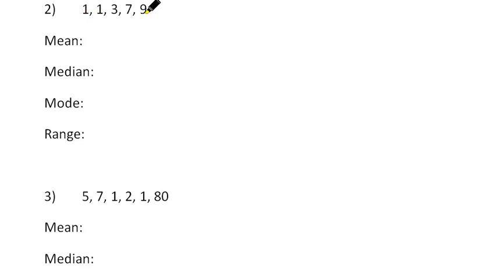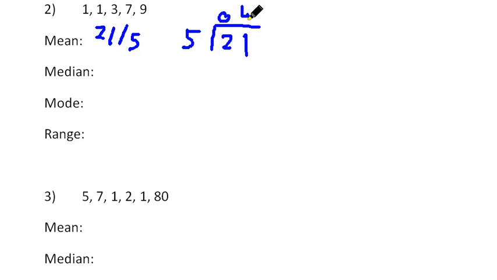Question number 2, the mean, add them up. 1 plus 9 is 10, 3 plus 7 is 10, plus 1 makes 21 out of 5. Now for a lot of people that might look tricky, so we say how many 5s go into 21? Well, 5s into 2, they don't go. 5s into 21, it goes 4 times with 1 remainder, so we put a decimal point there. How many times does 5 go into 10? It goes in twice, so the answer is 4.2.